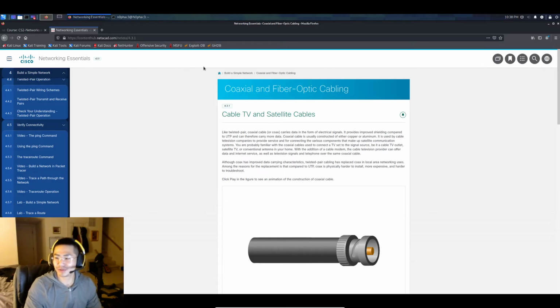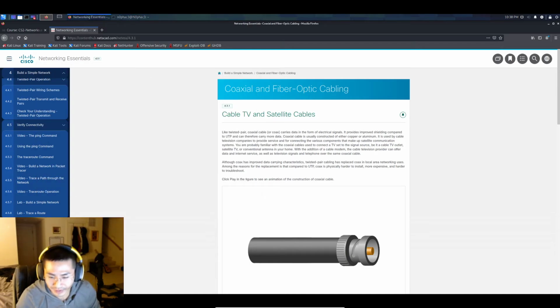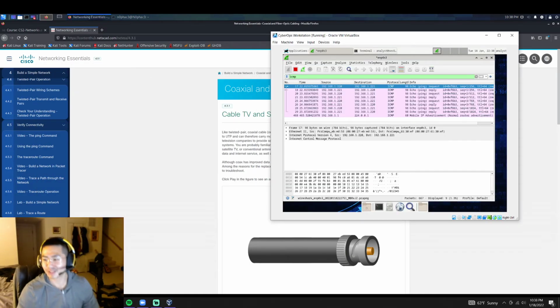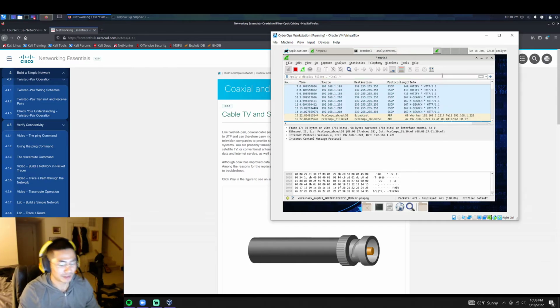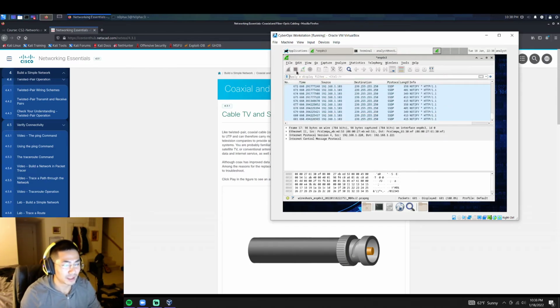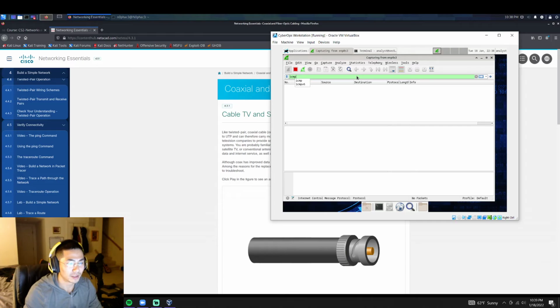I guess I can show you a little cool thing. Before I end the stream, I can just show you something real cool. We use something called Wireshark, this packet sniffer. Let me stop this and start a new one. Continue without saving.